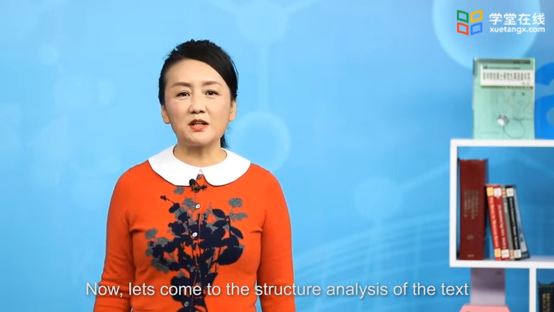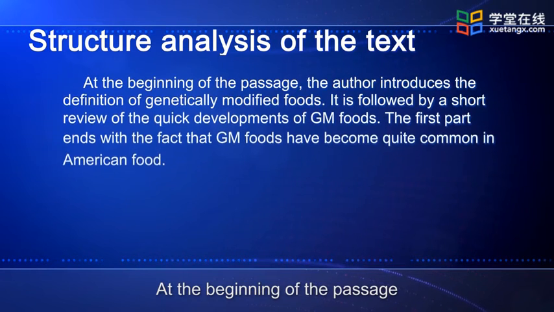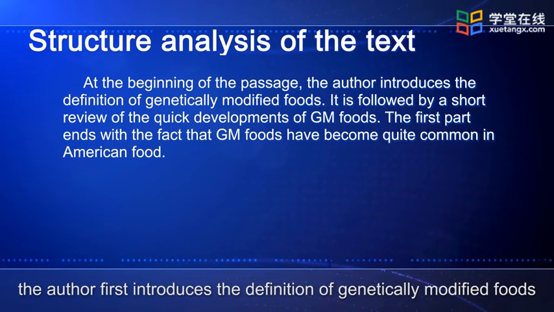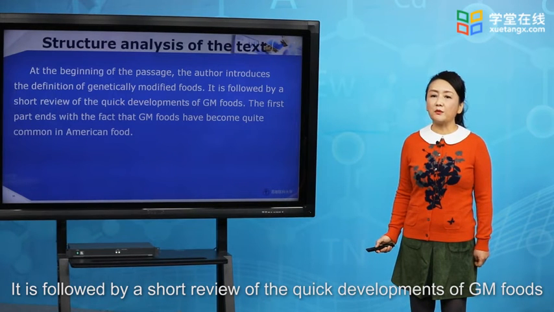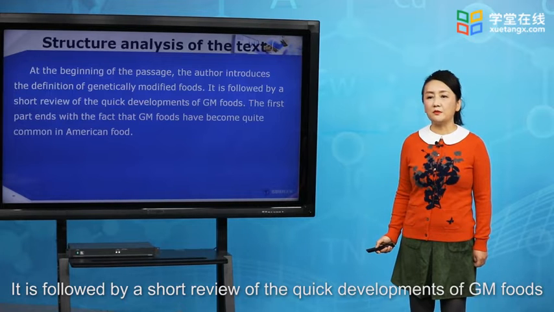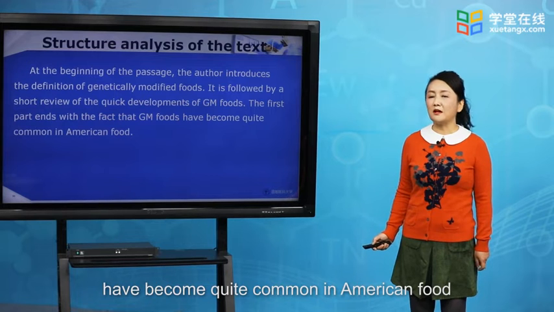Let's come to the structural analysis of the text. At the beginning of the passage, the author first introduces the definition of genetically modified foods. It is followed by a short review of the quick development of GM food. The first part ends with the fact that GM food has become quite common in American food.